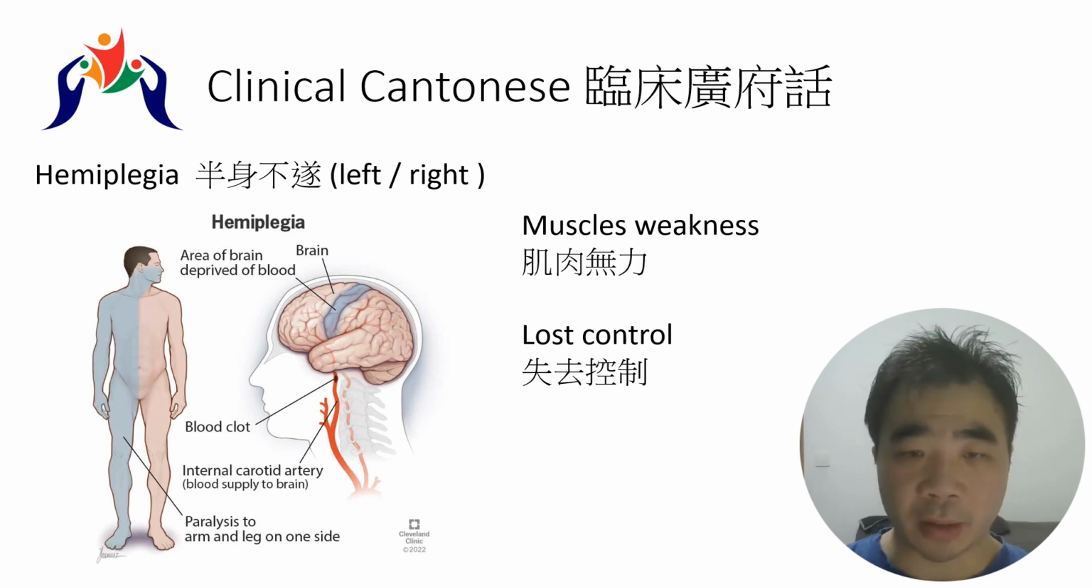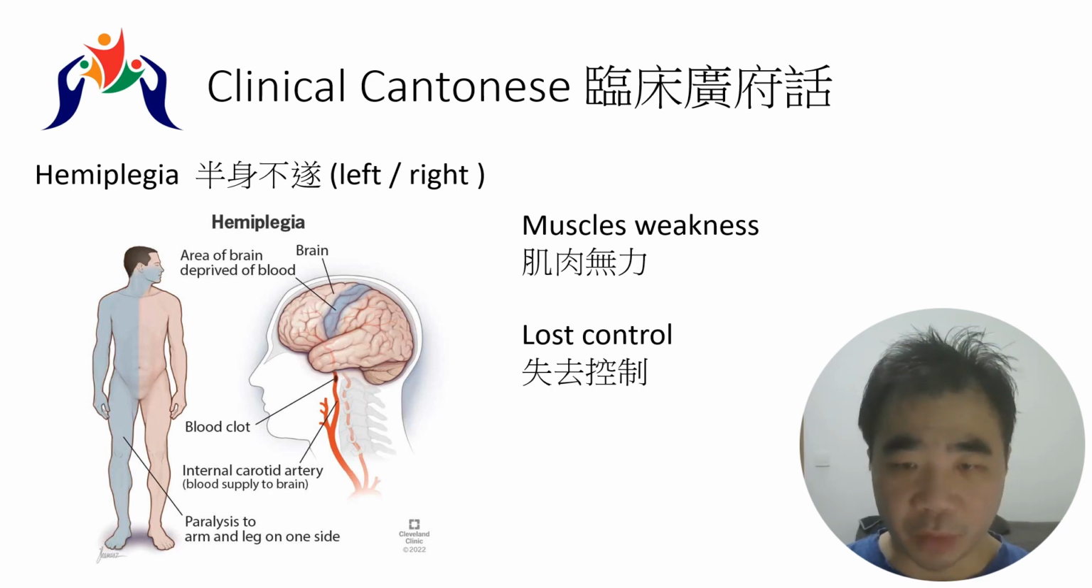Of course, clinically, we will specify whether it's left side or right side. Remember the Cantonese of left and right. Left, 左, right, 右. Okay, let me make an example of left hemiplegia. We call it 左邊半身不遂. 左邊半身不遂.